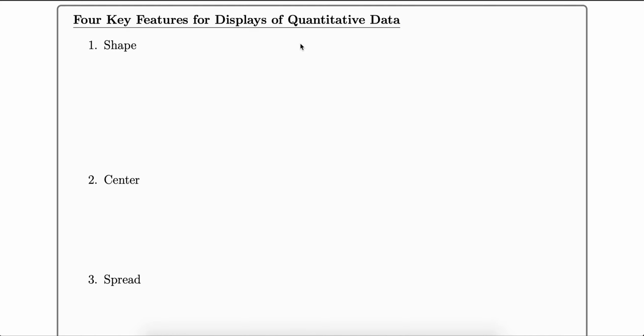How to construct plots for quantitative data. In this section, we're going to look at identifying 4 key features. Make sure you put a big star, highlight, underline next to this. You must know these 4 key features that we're looking for in the plots of quantitative data. So my first warning to you is don't try and be too exact.